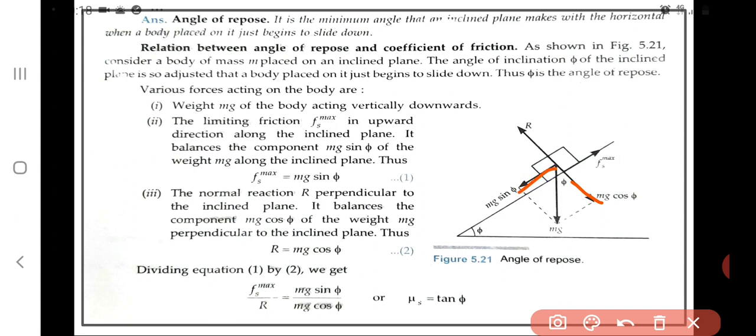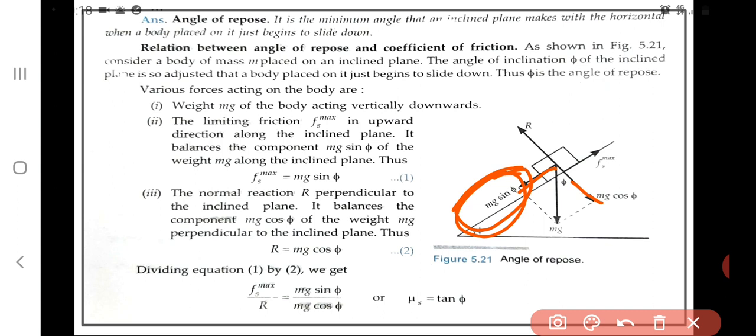So the component of force which tempts the body to slide down the inclined plane is mg sin phi, which is acting along the inclined plane, down the plane. This is what tempts the body to slide down. So when this force comes into action, naturally the opposing force comes into play, that means the frictional force. That frictional force is actually Fs.